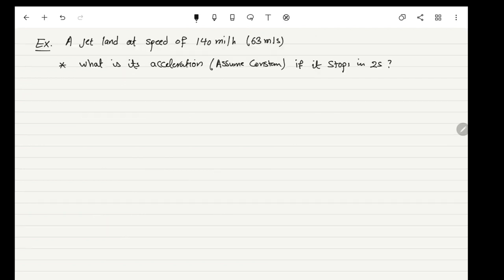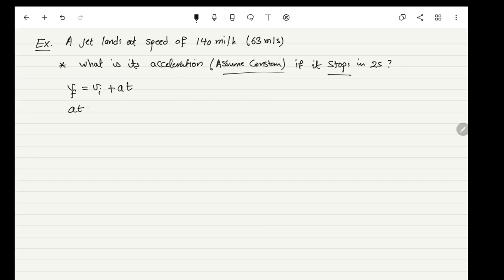Example: a jet lands at a speed of 140 miles per hour, which is 63 meters per second. What is the acceleration, assuming it's constant, if it stops in 2 seconds? To find the acceleration, and it's mentioned here that it's constant, we can use the equations of motion. So v final equals v initial plus a t. Now v final, it's mentioned that it stops, so v final here is equal to 0.